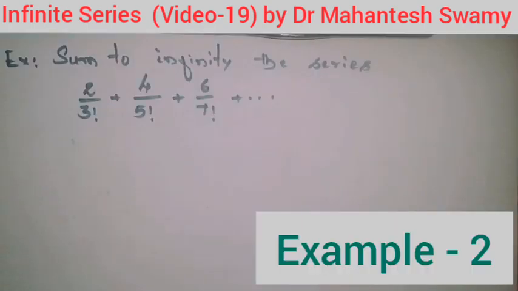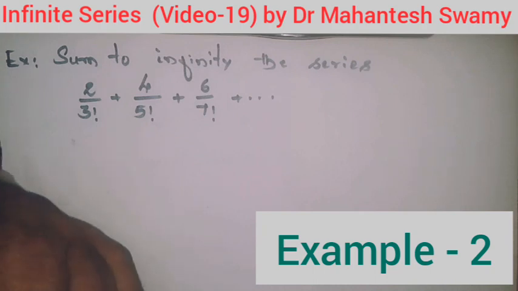Let us consider the second example. It is asked to find the summation of the series 2 by 3 factorial, 4 by 5 factorial, 6 by 7 factorial plus dot dot dot. So let us solve this problem.